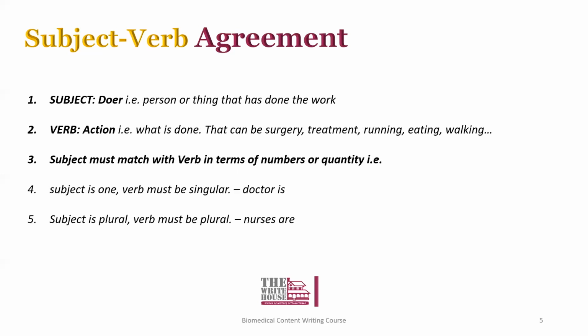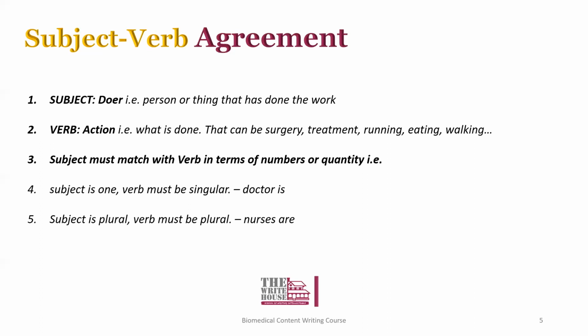Now, subject, as I told, is a doer, the person or a thing that has done the work. That is the subject in your sentence. Then comes the verb, which is the action. What is done by this? That can be a surgery, a treatment, running, eating, walking, anything that is done. The activity or the action is known as the verb. So this subject must match with the verb in terms of numbers or quantity. Suppose one person is doing the activity, the subject and verb should match with each other.